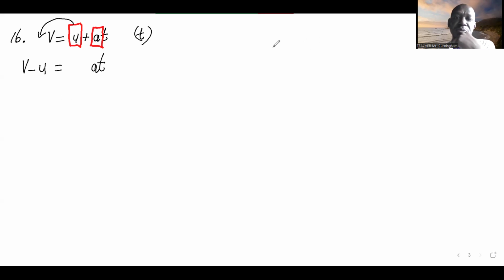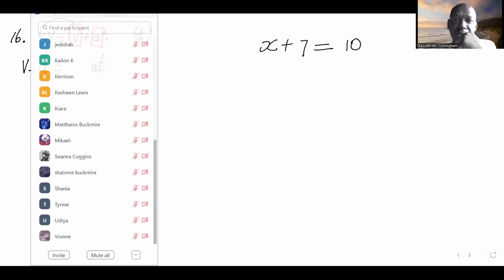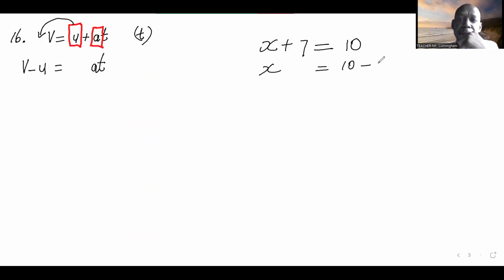Johan, let me show you something. If you have X plus 7 equals 10, how do you find X? You bring across the 7. Right, so why are you not bringing across the U? So that is how you have to look at it. Changing the subject of the formula helps you with algebra. Here you would simplify, but here you just leave it as that. So V minus U is equal to AT.